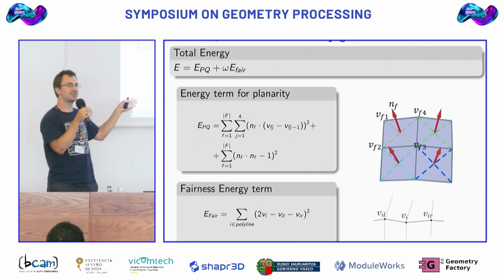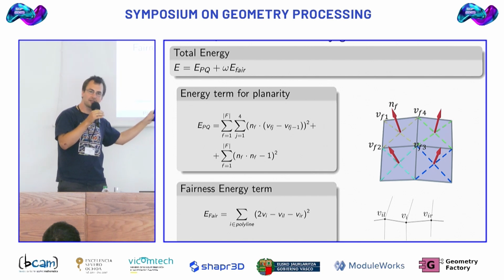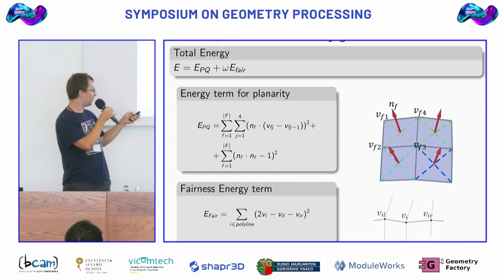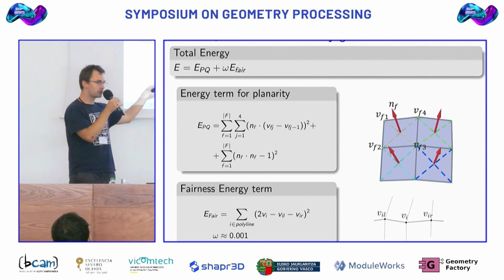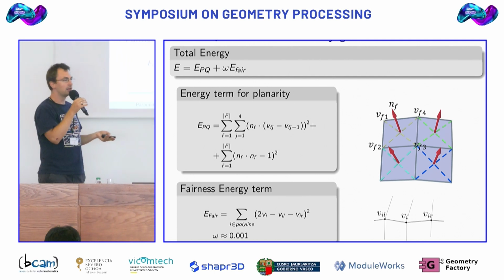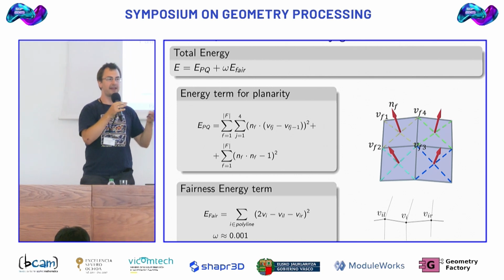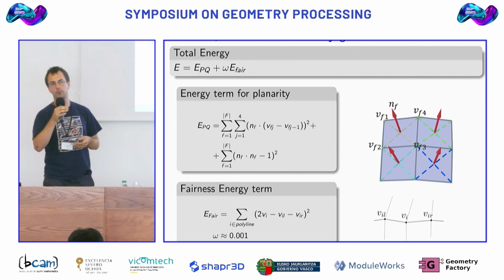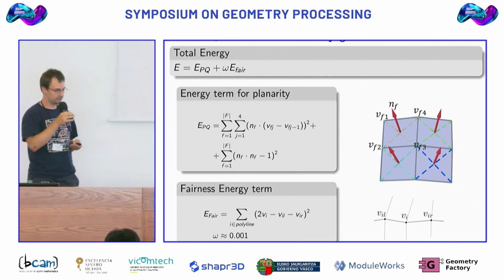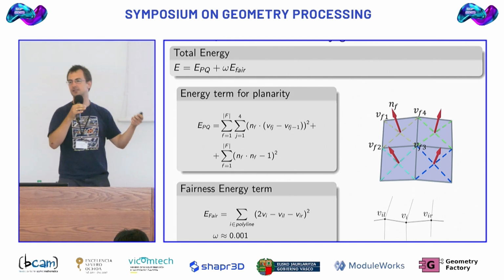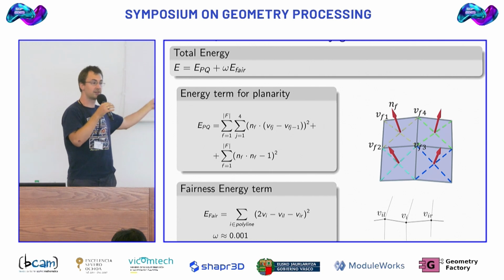So we don't want this to be really 0. This is just there to guide the optimization. So we always add this term with a weight that is typically small in comparison to the planarity energy. And when you iterate the optimization, typically in the last iterations you can set this weight to 0.